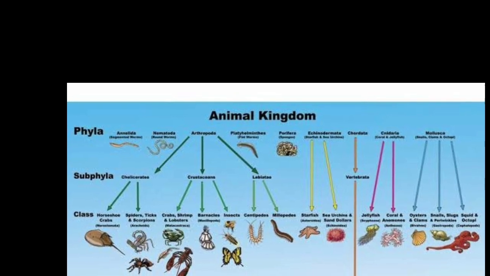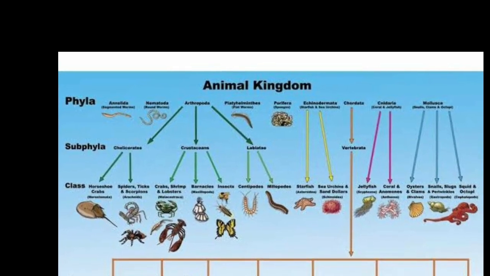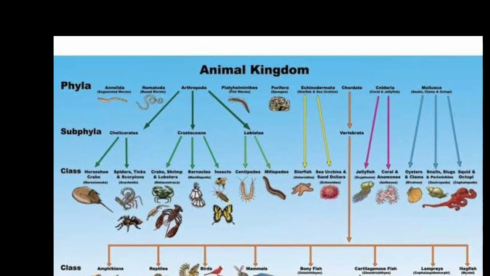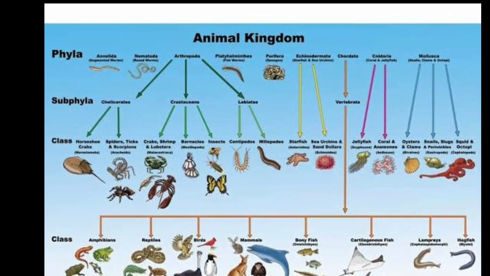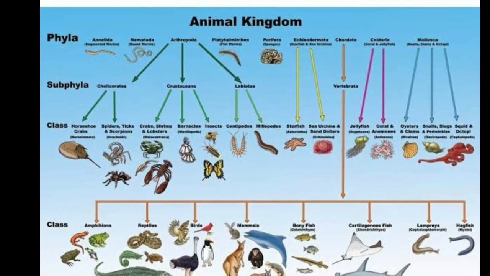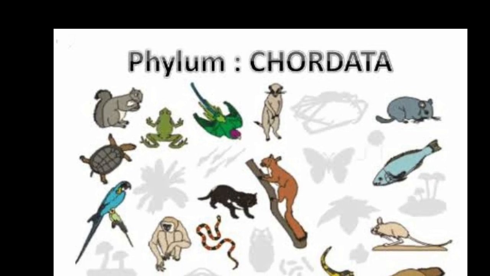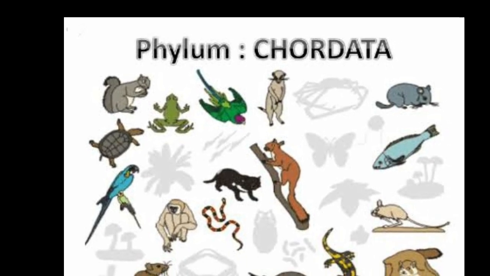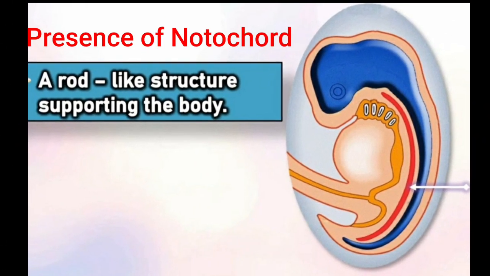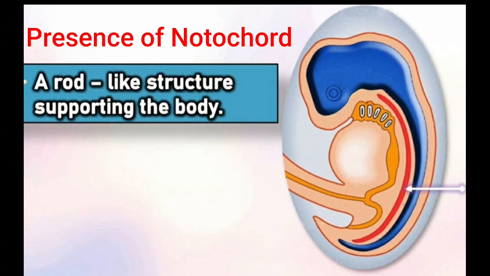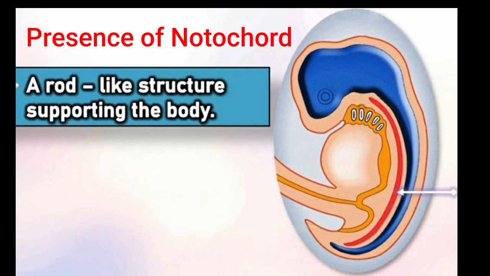All these chordate animals show variations in their body form or body structure. These variations are called as diversity of chordate animals. These chordate animals, as we know that, they have a presence of notochord. Notochord is a rod-like skeleton which is used to support the body.